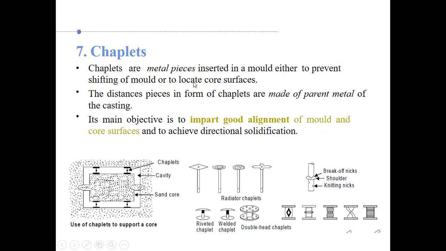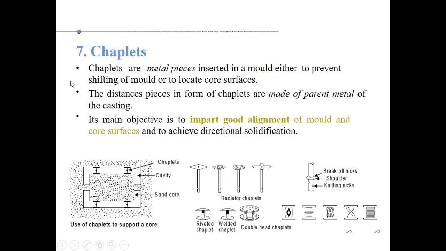Chaplets, right? These are metal pieces you can see here, inserted in a mold either to prevent shifting of the mold or to locate core surfaces. Two reasons. So either that the mold cavity does not shift, as a support, right, or to locate core surfaces, where those core surfaces should sit, and basically to support the core surfaces also, right? The chaplets are made of the parent metal of the casting, right? If aluminum is what you're casting, then the chaplet should be made of aluminum.